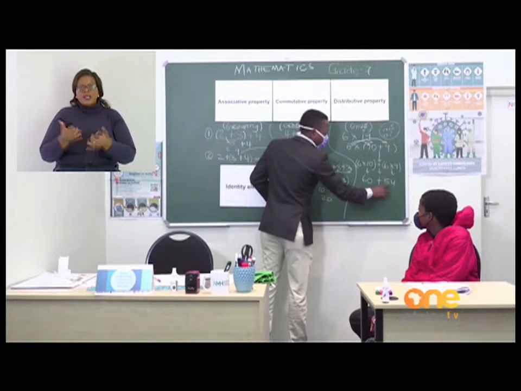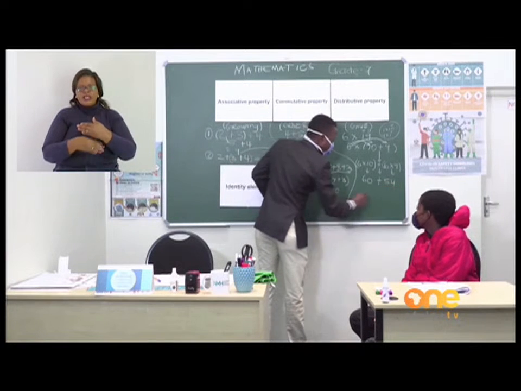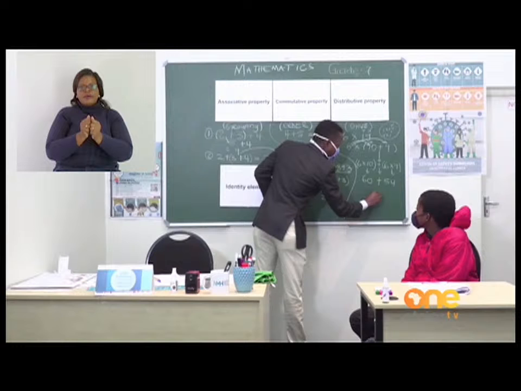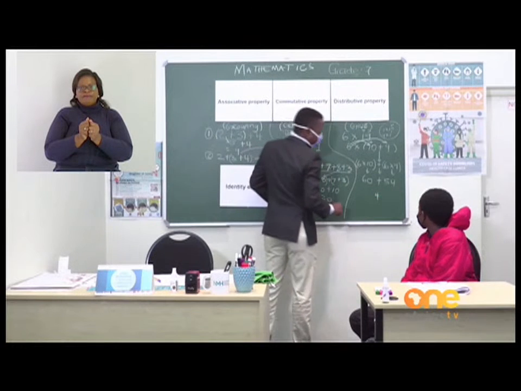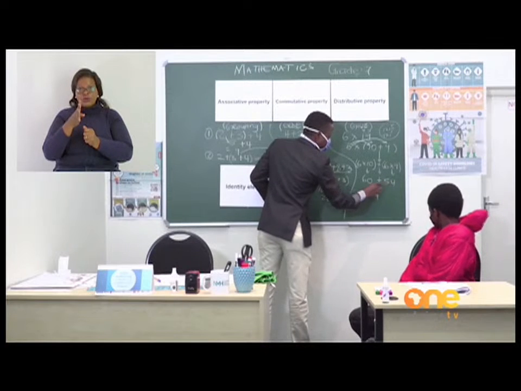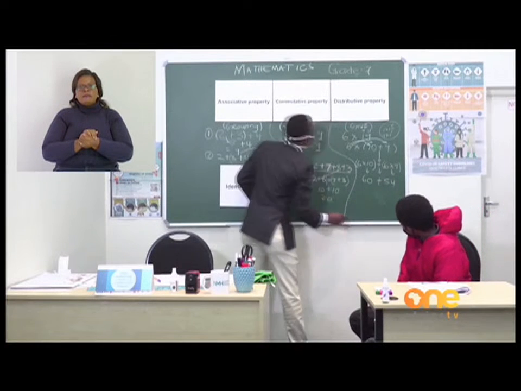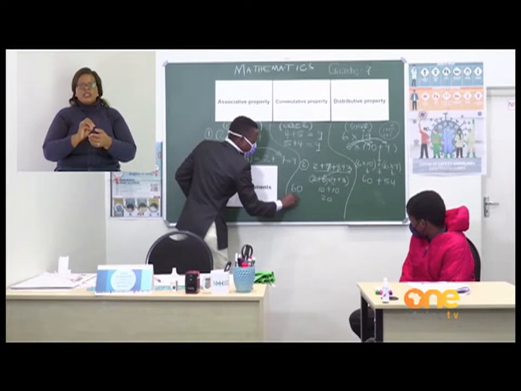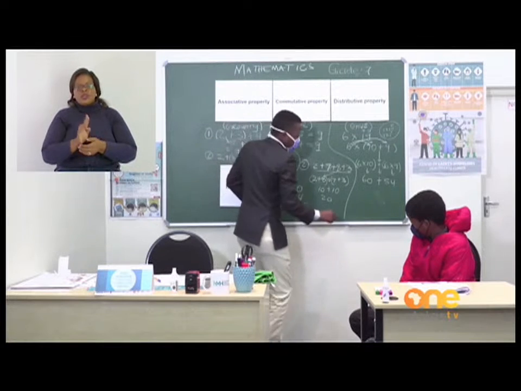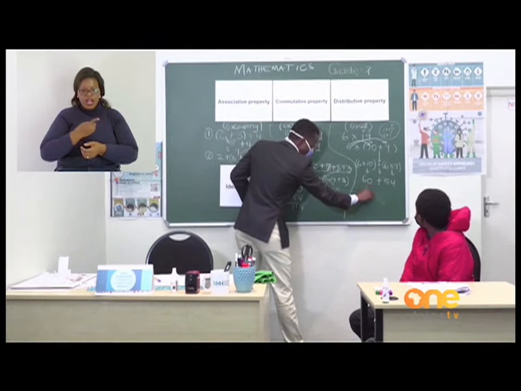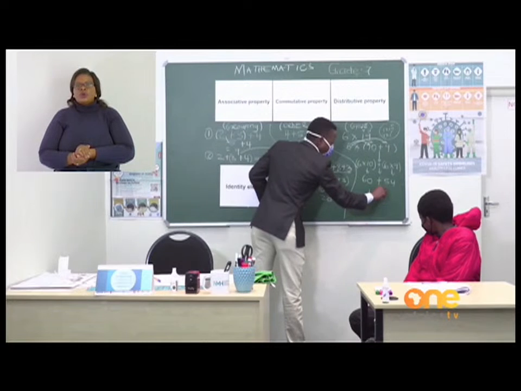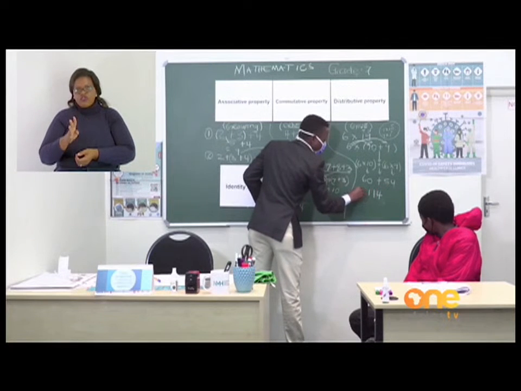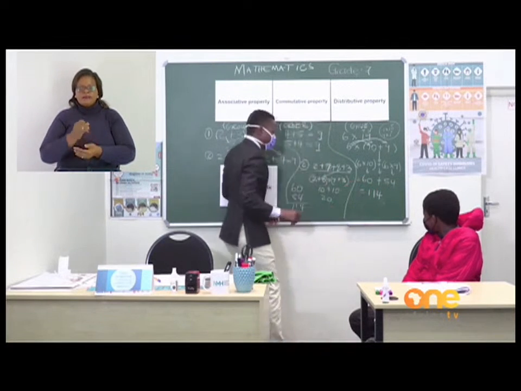And then to add these, let me just do it somewhere here. 60 plus 54: you have 4, you have 11. And then you have 1, 1, 4 as your final answer.